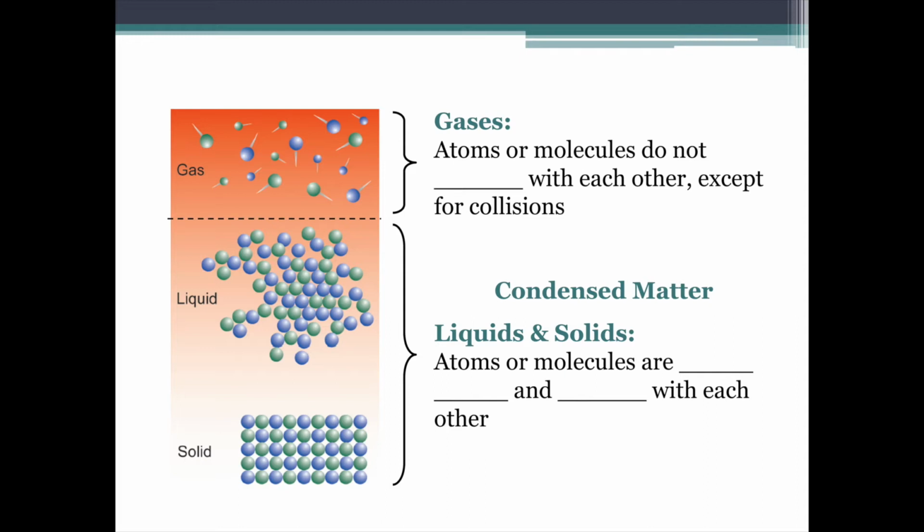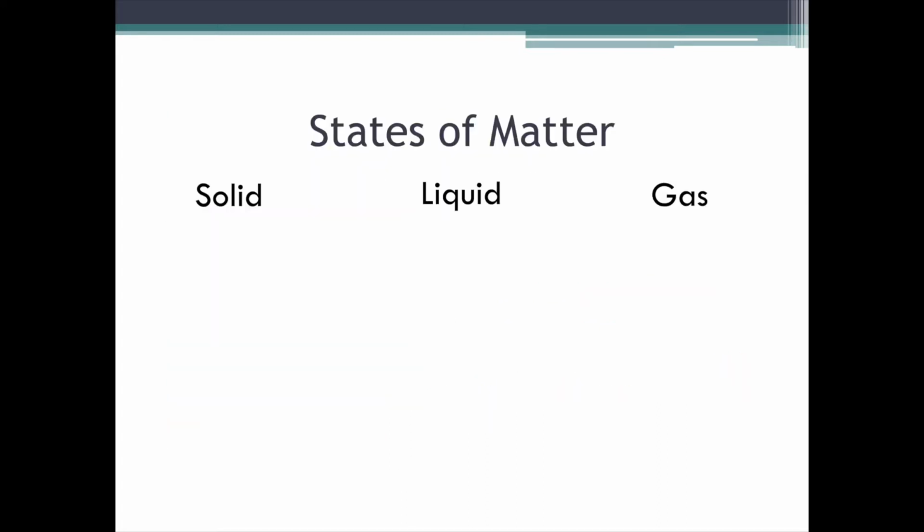In this video we're going to be discussing vapor pressure. We're going to start off by reviewing what we know about states of matter. So there are three basic states of matter. At the very top we have gases. Gases have atoms or molecules that do not interact with each other except for when they collide. So gases are kind of a class all their own compared to the other two, liquids and solids. Liquids and solids are condensed matter. Their atoms or molecules are closely packed and do interact with each other regularly.